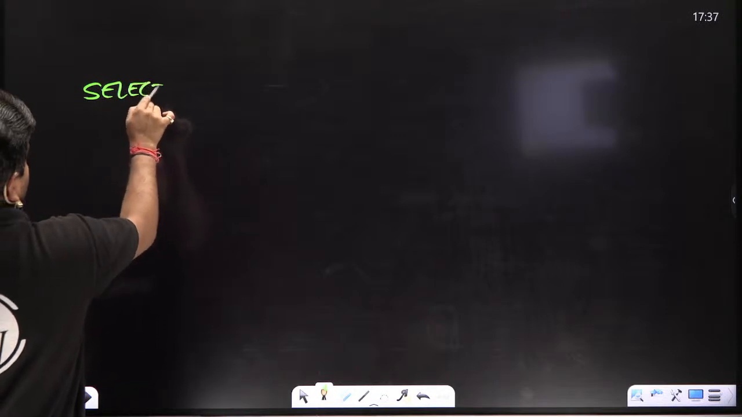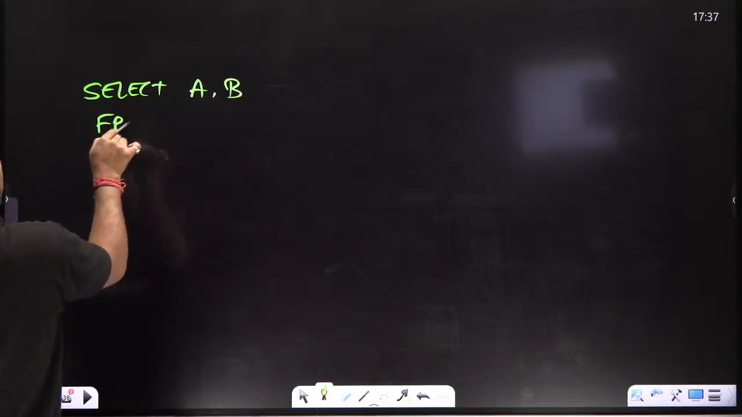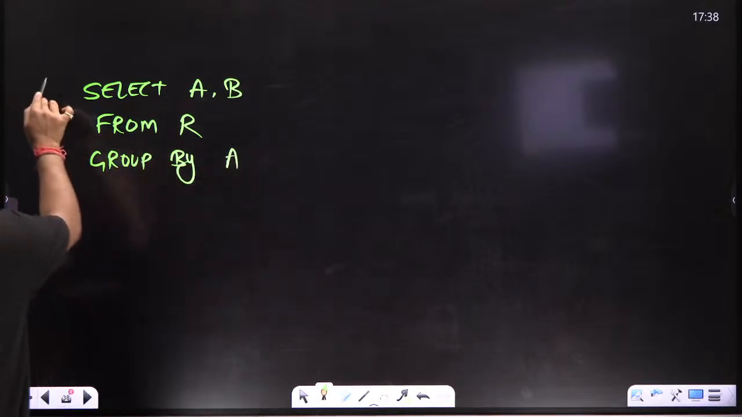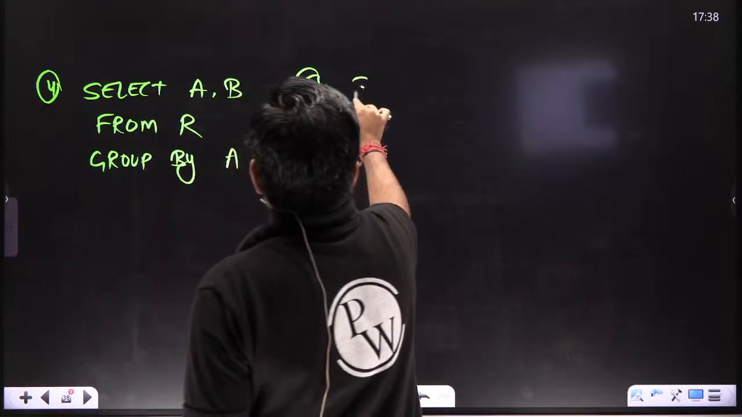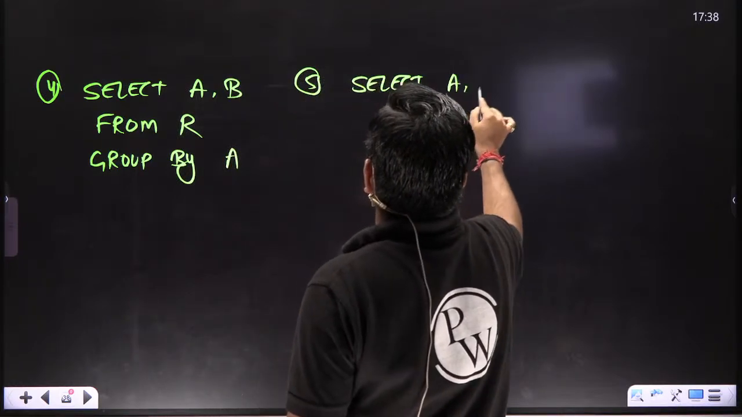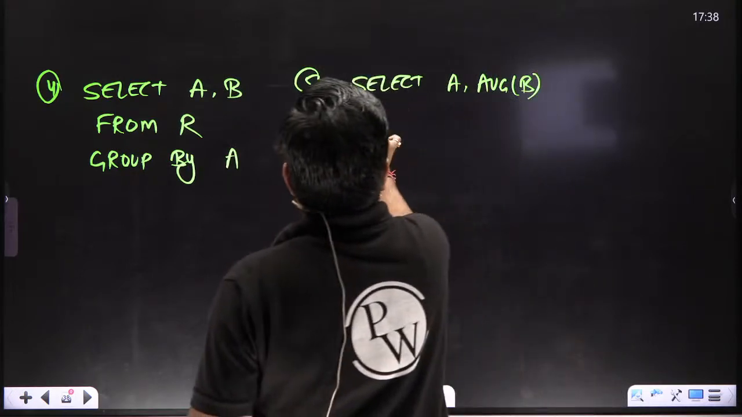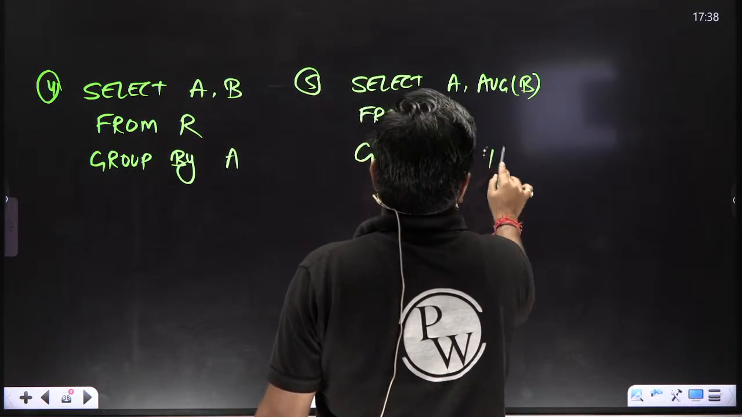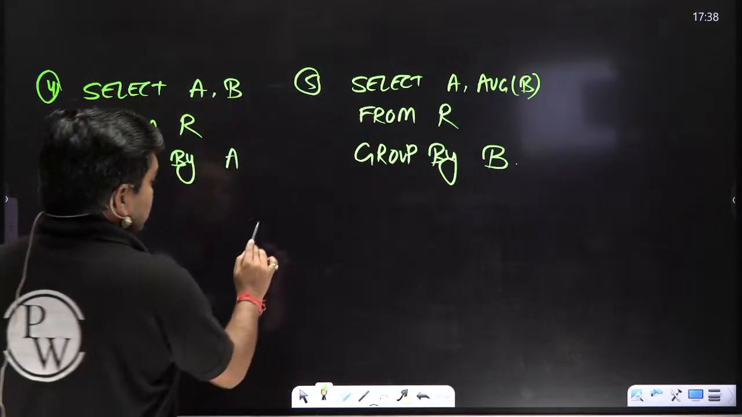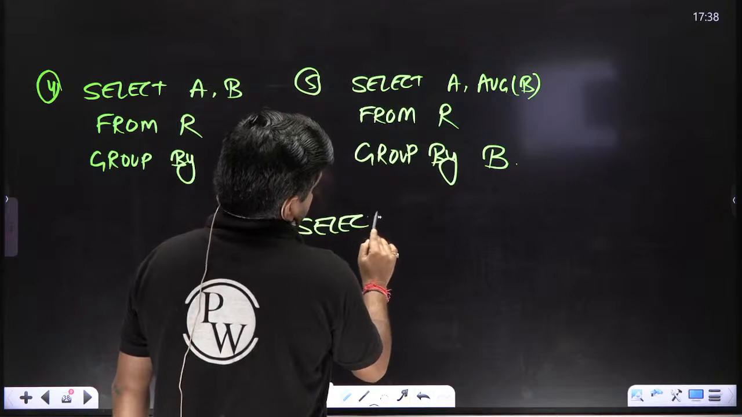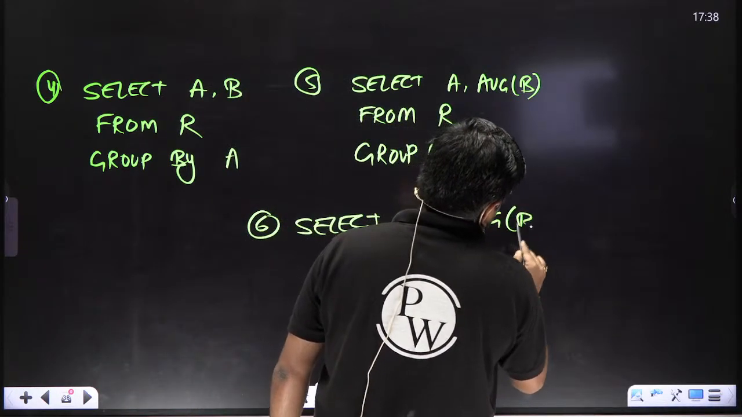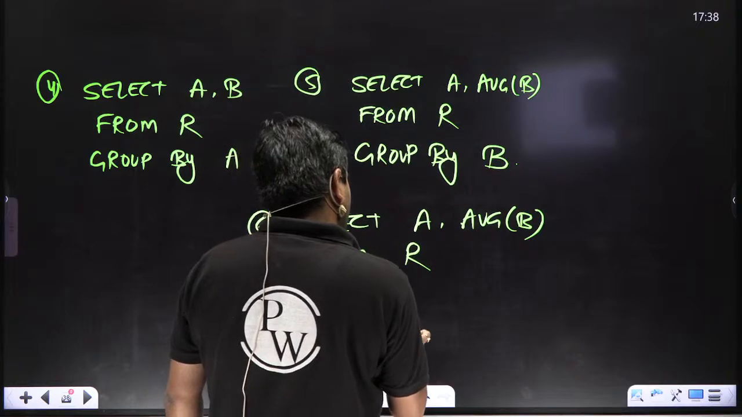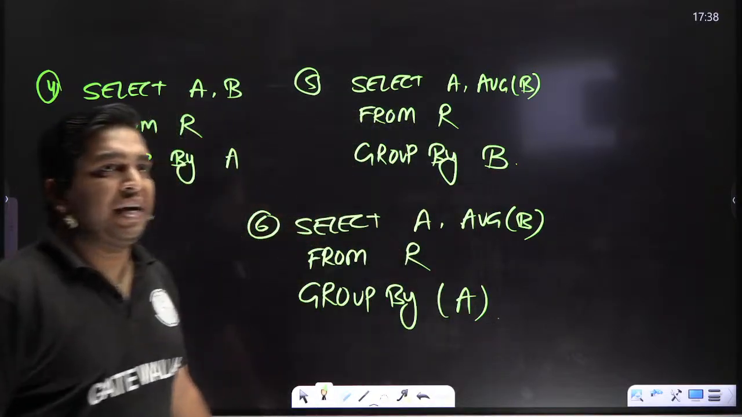I am taking one more. Select A comma B from R group by A. Select A comma average of B from R group by B. Select A comma average B from R group by A. Bachcho, please try to understand what I am telling.